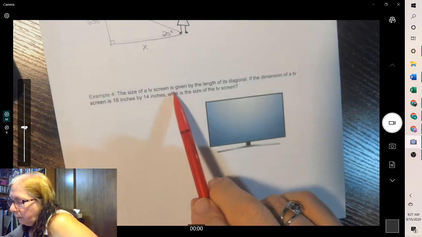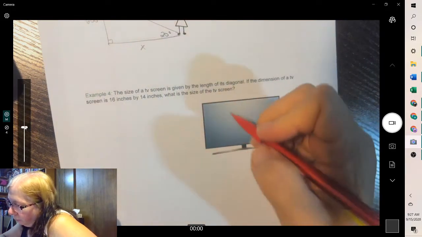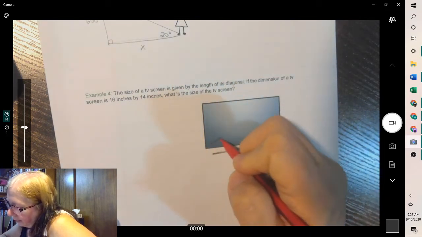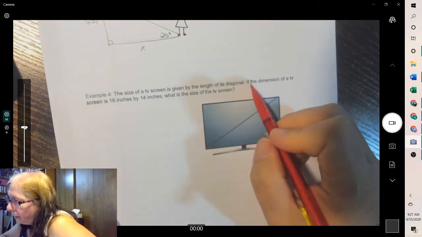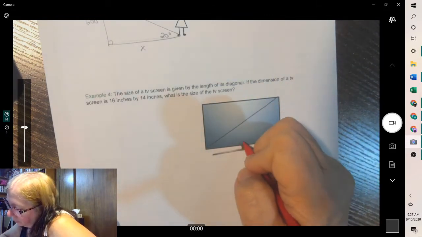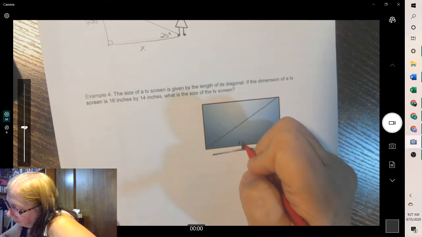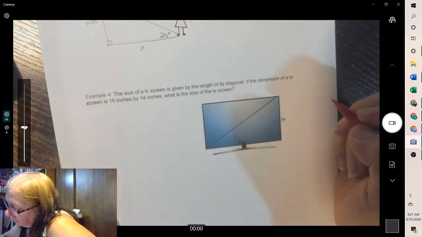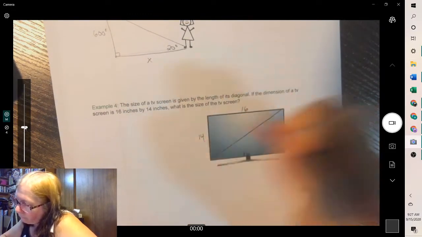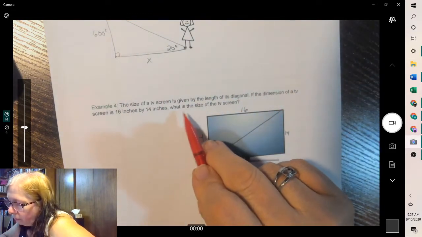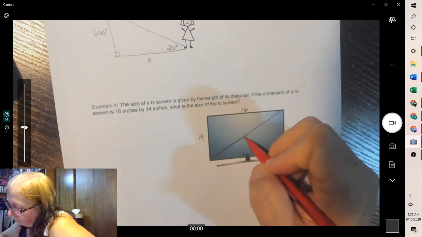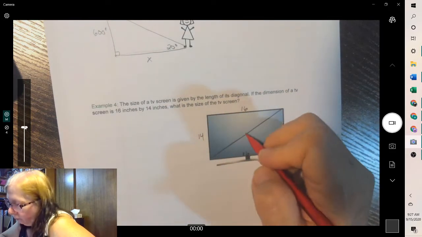The size of a TV screen is given by the length of its diagonal. When you're told you have a 42-inch TV, it is not the length, it's the diagonal. If the dimensions of a TV are 16 inches by 14, so 16 by 14. I can put the 16 here. What is the size of the TV screen? Well, that means we're looking for the diagonal.